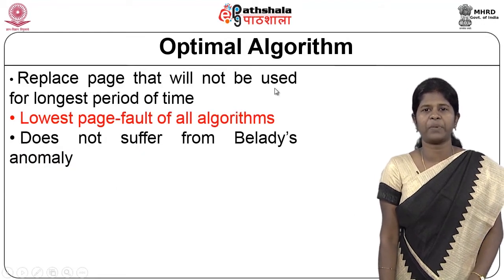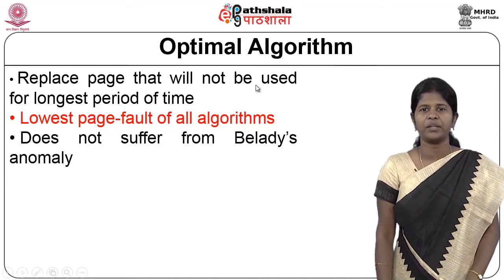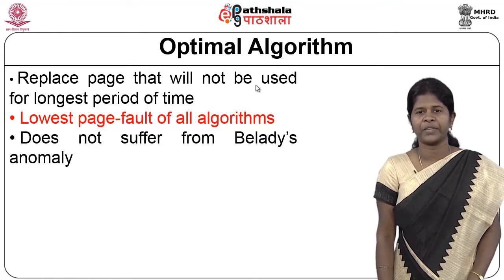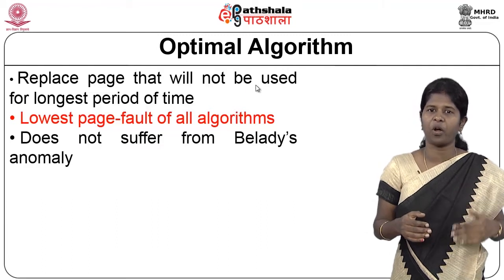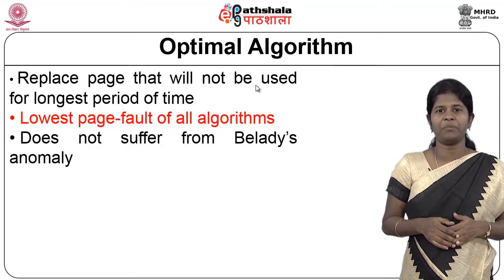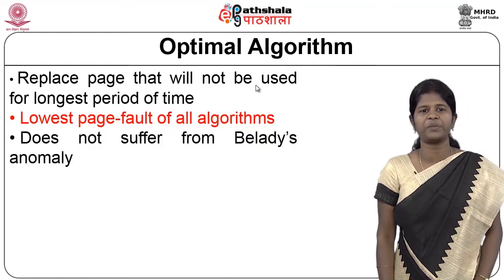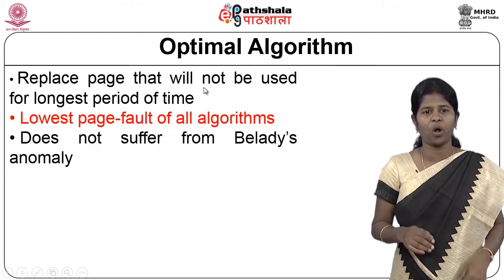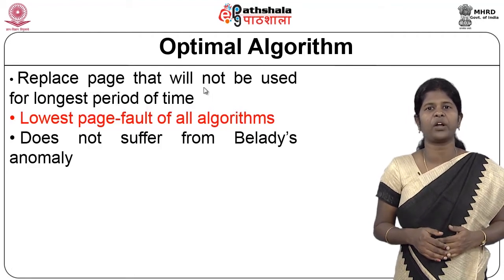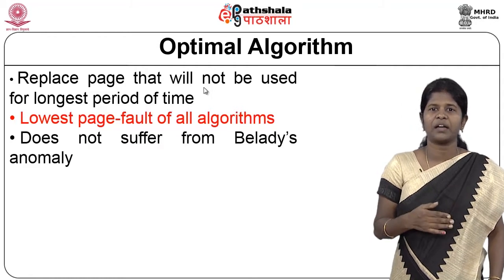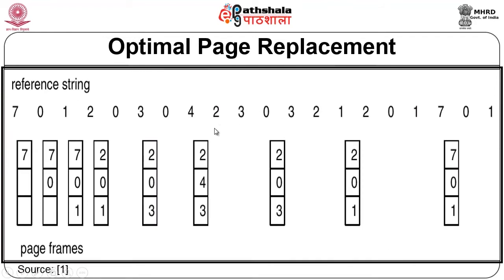And now we will understand what is meant by the optimal algorithm. In the earlier class, we learned about an algorithm called the first in first out page replacement algorithm. In the FIFO algorithm, the page that was brought into the memory first is chosen for replacement. But the problem is that it suffers from an anomaly called Belady's anomaly. So, we will understand an algorithm called the optimal algorithm in which the page that will not be used for the longest period of time in the future will be chosen for replacement. And this algorithm has the lowest page fault rate compared to the other page replacement algorithms, and this algorithm does not suffer from Belady's anomaly. So, we will see how this algorithm works.